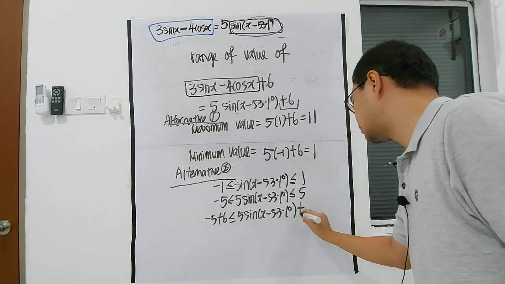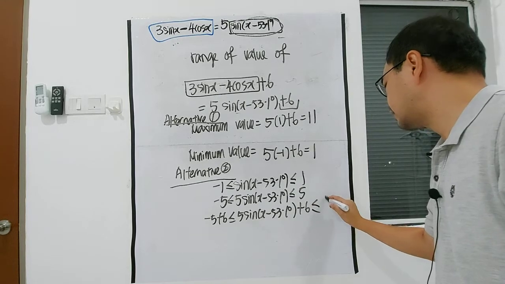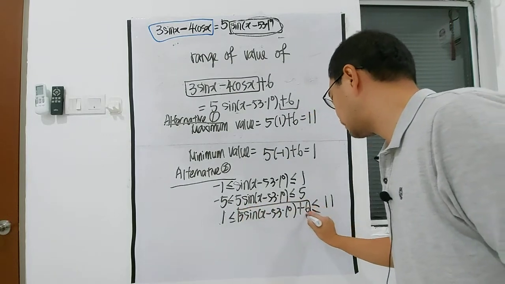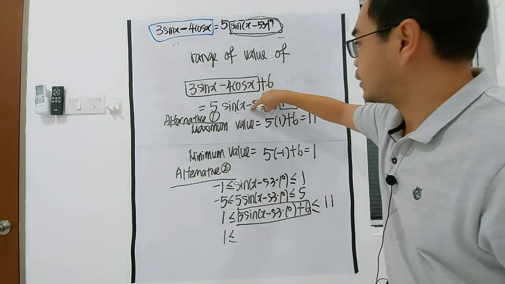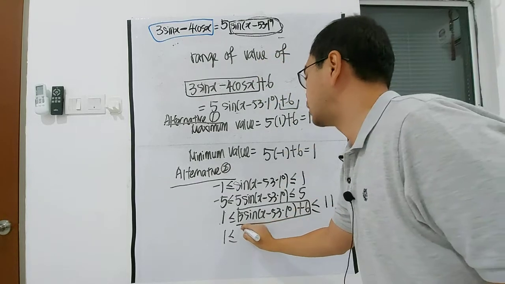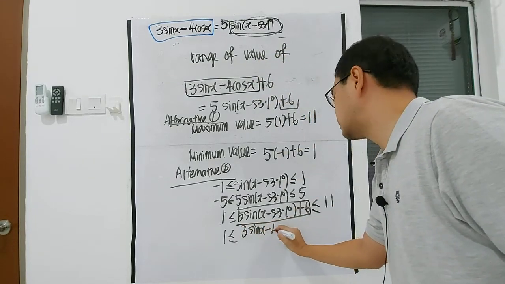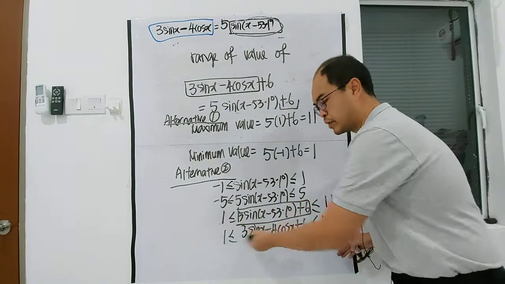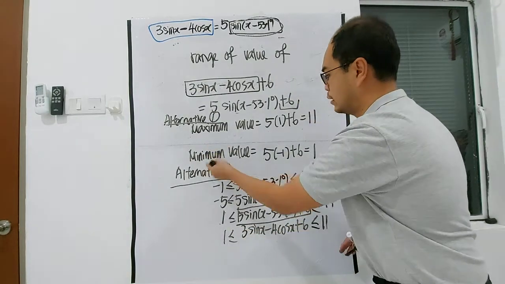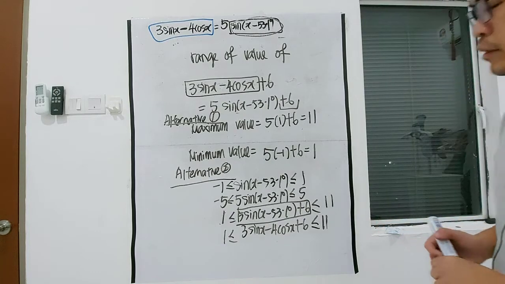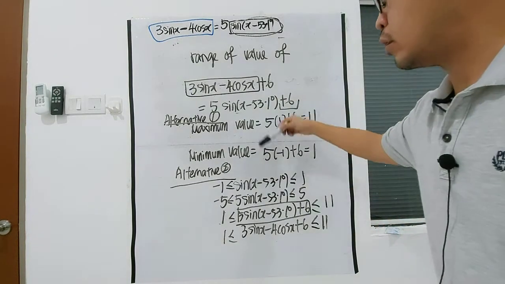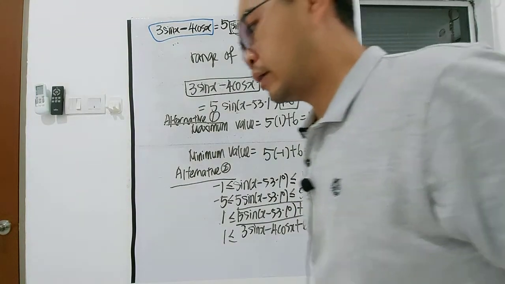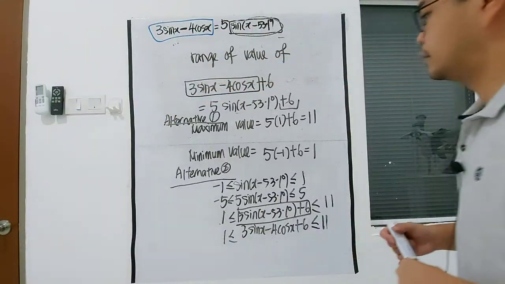So 5 plus 6, you have 11. Negative 5 plus 6, you got 1. What is actually this? This is actually the expression 3 sin x minus 4 cos x plus 6 in between 1 and 11, and this is the range. It tells you the minimum is 1 and the maximum is 11. So either this or this will be enough to decide the maximum value and minimum value.